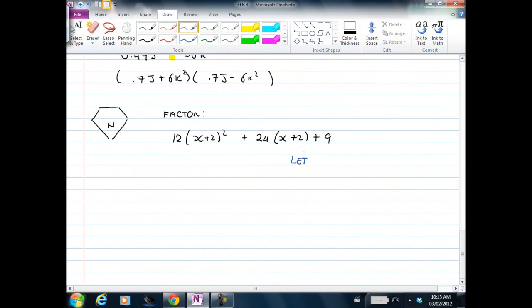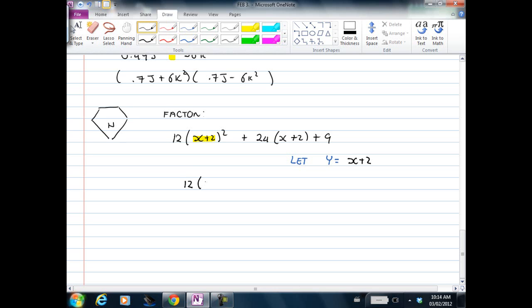I'm going to say this. Let y, or choose any letter you like. It doesn't matter what letter it is. You can choose the letter that represents your name. Let y be this bracket, x plus 2. I can say let y equal x plus 2. I want you to rewrite this question now using y's. Wherever you see an x plus 2, I want you to write it using y.